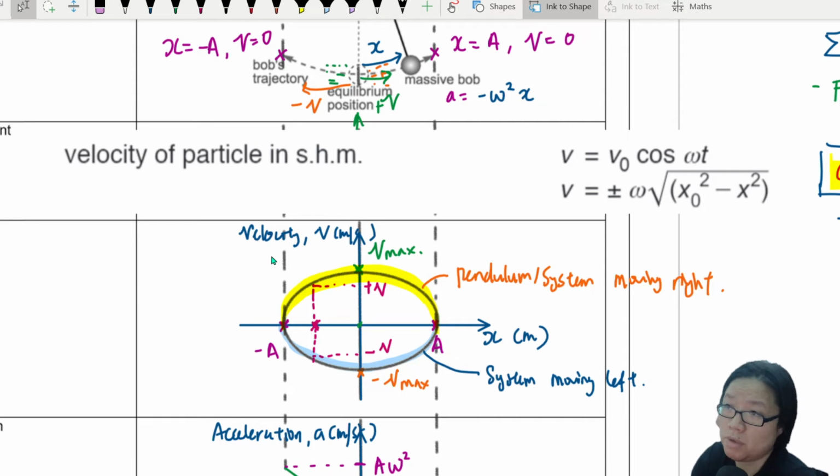That's all. You may be wondering, what is x naught? Well, x naught is amplitude because they use x naught. Look, it's up to you. You want to use capital A also can. I prefer capital A, but you could use x naught.